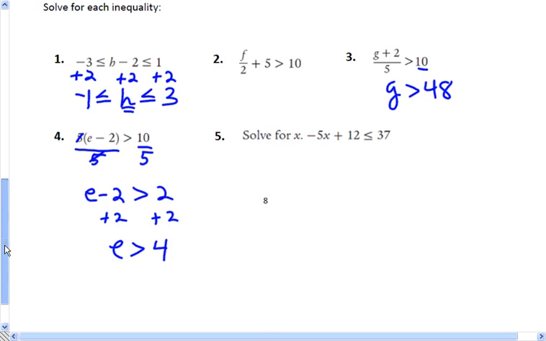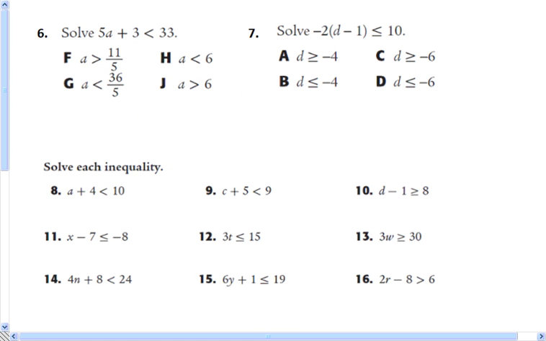All right, let's look at some other problems here. Number 7 looks like a good one to check out. So we're going to solve -2 times the quantity d minus 1 is less than or equal to 10.